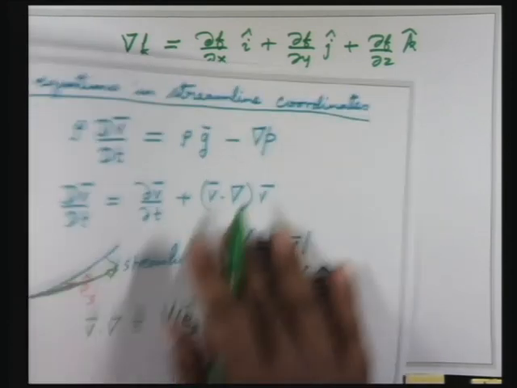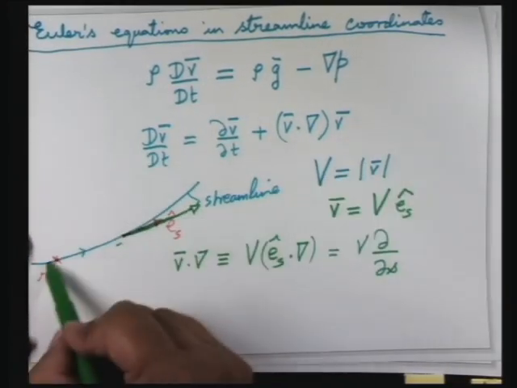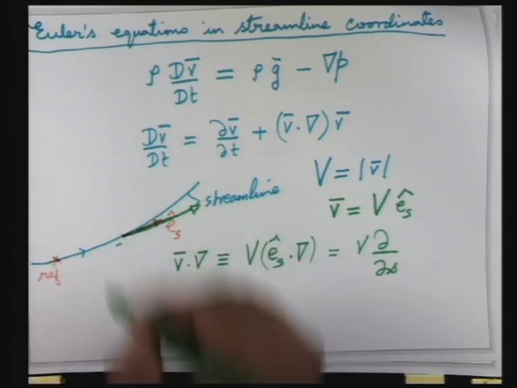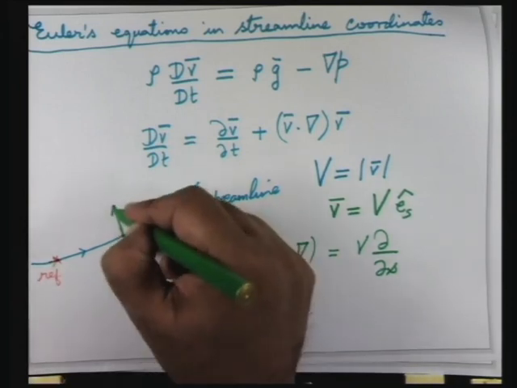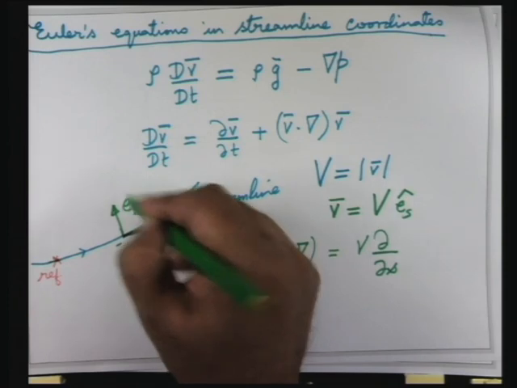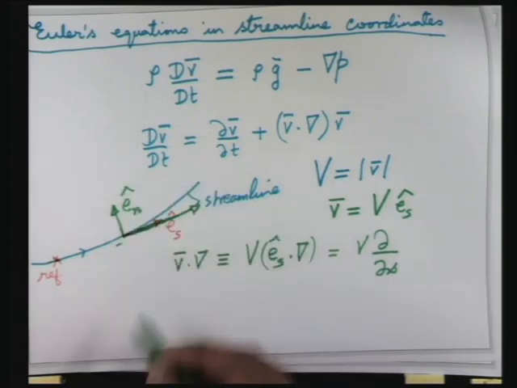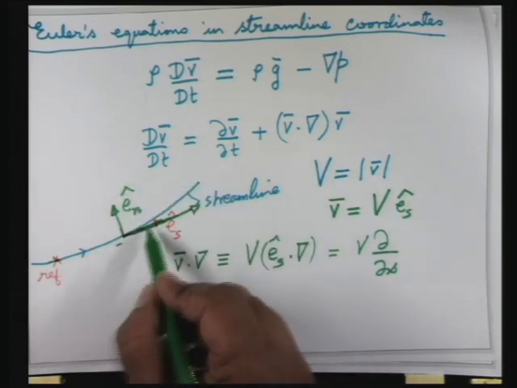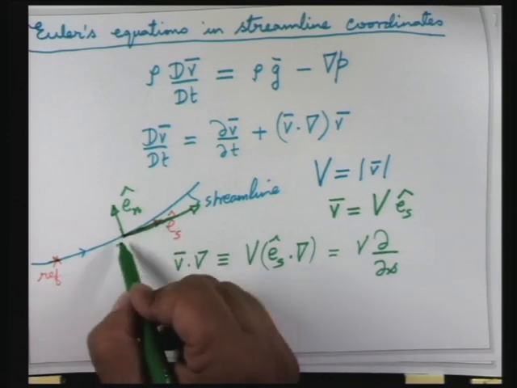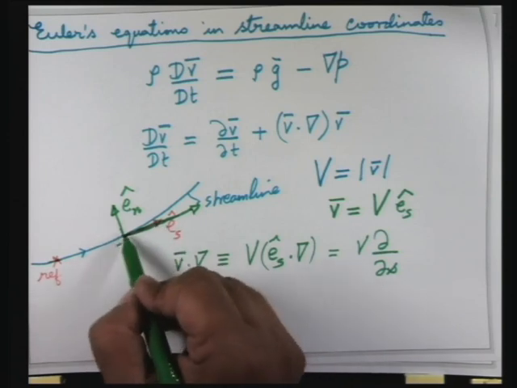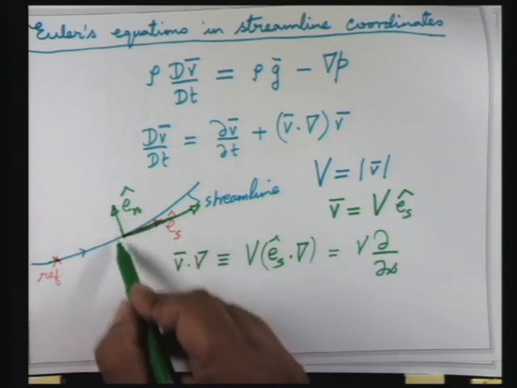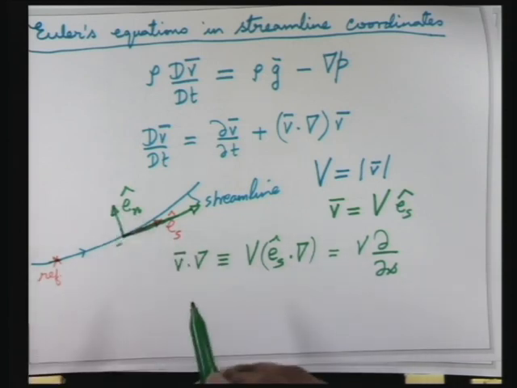So, S is a coordinate which is along the streamline. So, we will take a coordinate with, say, a normal direction perpendicular to this vector Es. So, these two are unit vectors of unit magnitude, and this one we are taking as a vector which is pointing towards the center of curvature.